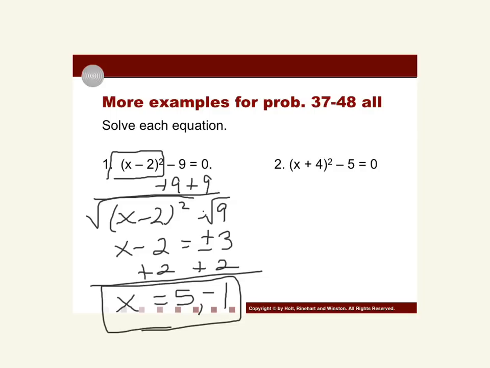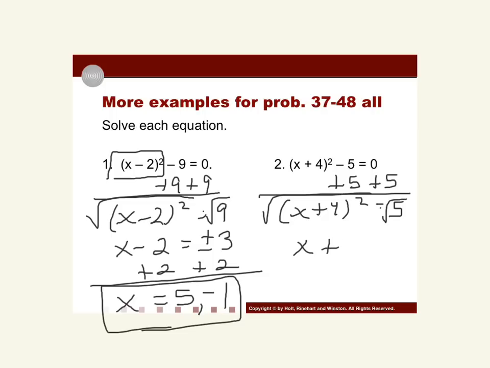We'll do the same thing on this one. Again, we have to add 5 to both sides first. And we get x plus 4 quantity squared is equal to 5. And now we're going to square root both sides. And we get x plus 4 is equal to plus or minus the square root of 5. And now we'll subtract 4 from each side.